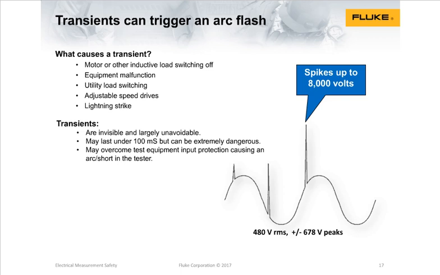Again, they're invisible. They may last under 100 milliseconds, but they are extremely dangerous because they can initiate that arc blast condition to occur inside the meter. So you want to be able to use the built-in protection in the meter, depending upon where you're working, to make sure that the transient won't affect you.